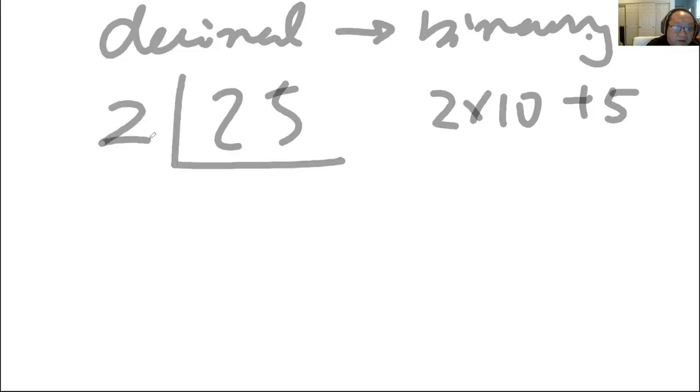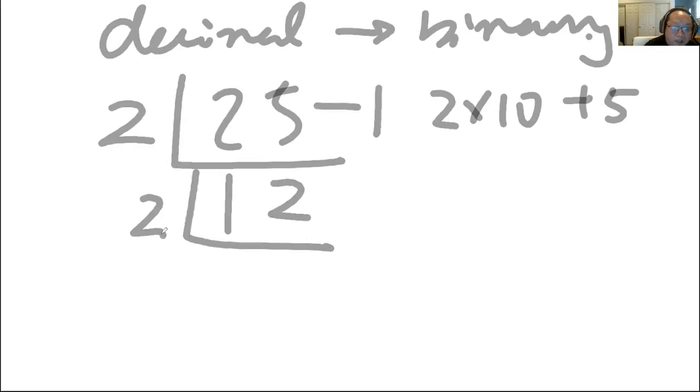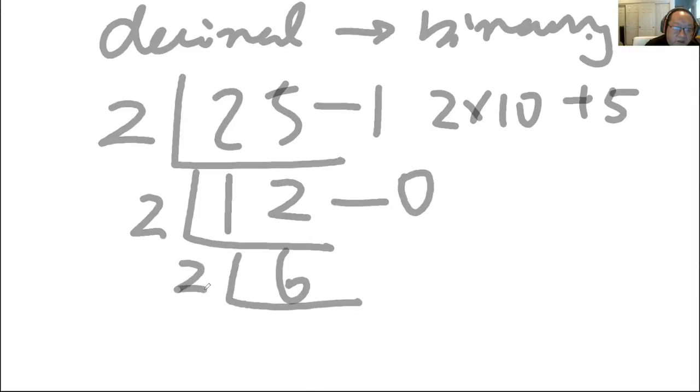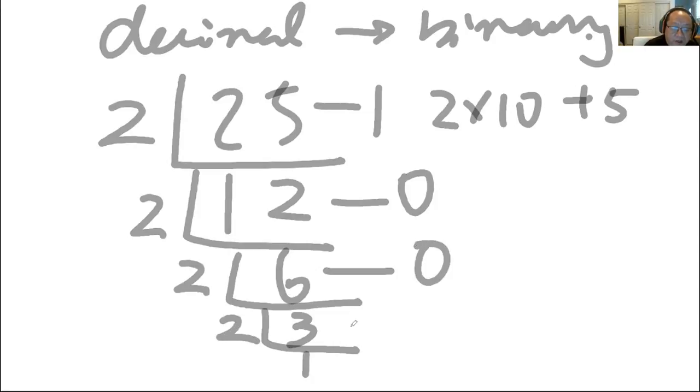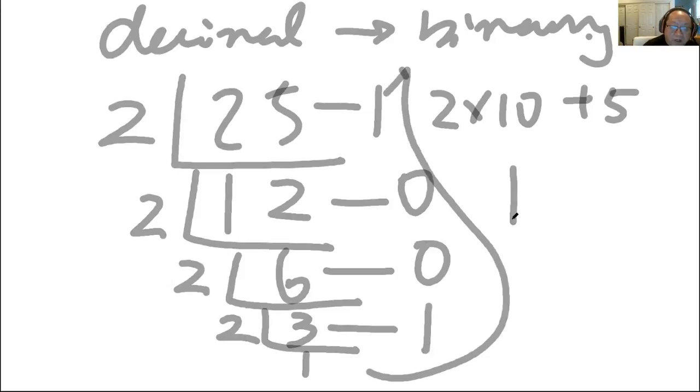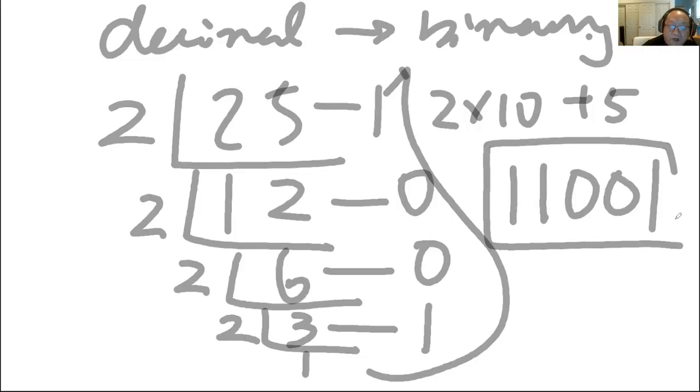So I divide it by 2. I get 12, remainder 1. And then I divide by 2. I get 6, remainder 0. I divide by 2, I get 3, remainder 0. And I divide by 2, I get 1, remainder 1. And then I read from here to here, it's 1, 1, 0, 0, 1. That gives you the binary number for 25. Is that okay?